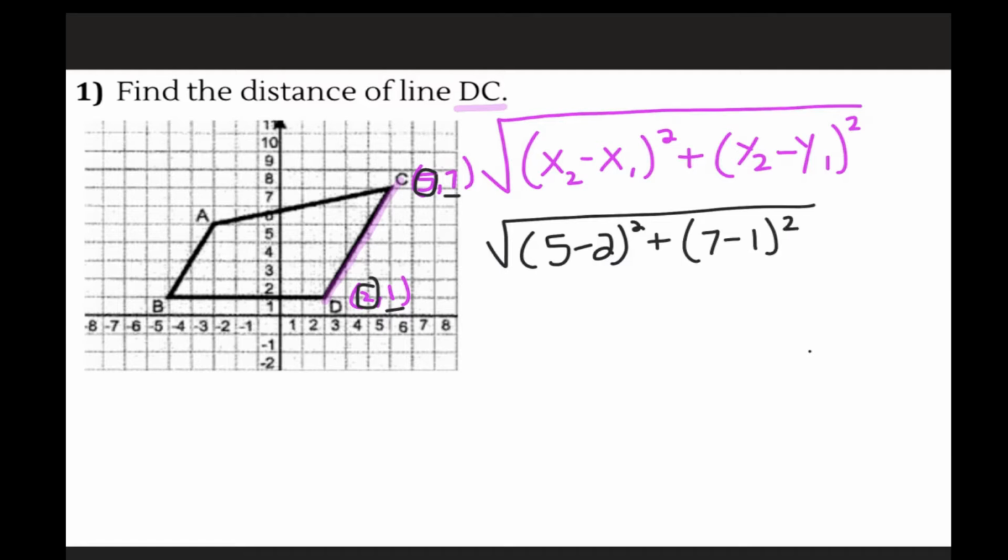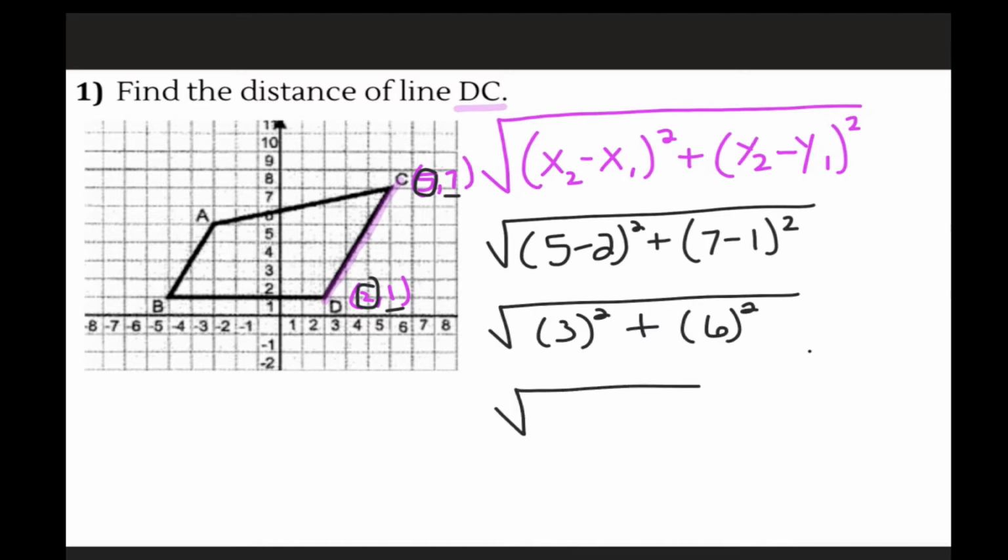All right, let's simplify inside those parentheses first. Redraw my square root here. 5 minus 2 is 3, so I'm going to go ahead and write 3 squared in. Plus 7 minus 1 is 6. I'm going to go ahead and write 6 squared in. All right, let's keep simplifying. 3 to the second power is going to give me 9. Plus 6 to the second power is going to give me 36.